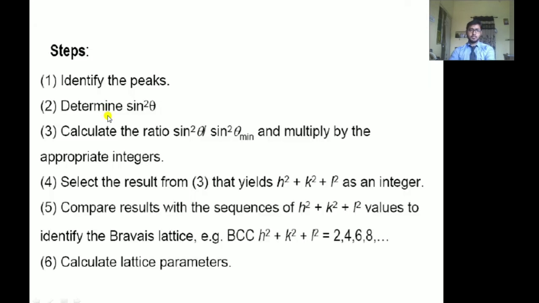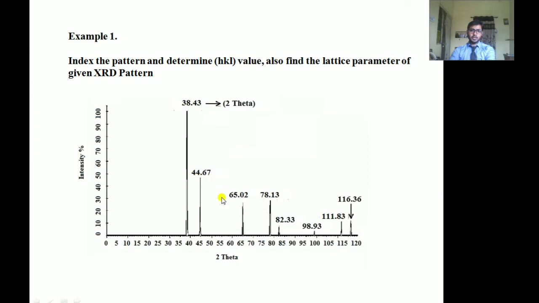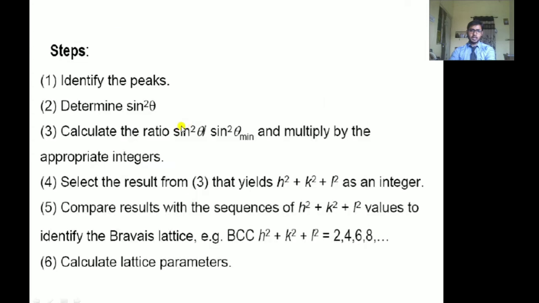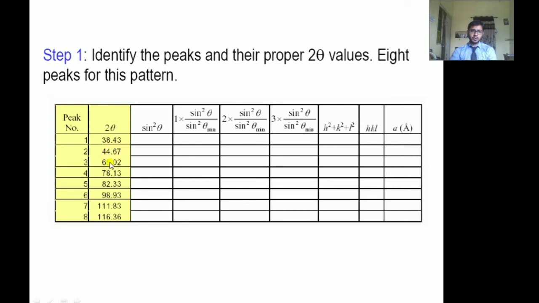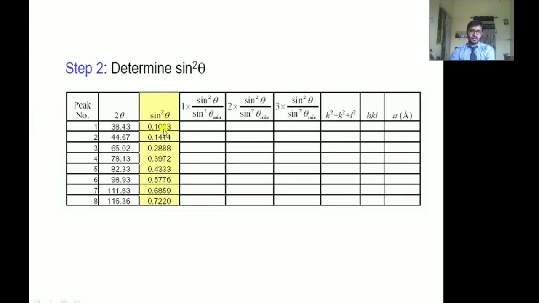Here I got this first step: 38.43, 44.67, 65.02, all these 2 theta angles I plotted in this column. These are the 2 theta values for the 8 reflections or peaks. For the next step, I divide this 2 theta by 2 so that I get the theta value, and from this theta value I find the sin theta, and squaring this sin theta I get the sin square theta value. Here are the sin square theta values. You can do this calculation using the Excel sheet, otherwise you can use a scientific calculator. This is the second step that has been done here.